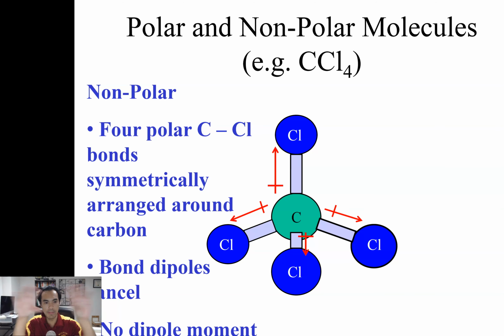So polarity is really caused by this idea of electron pulls. The more pulls in different directions, if they're equal, they're going to be considered nonpolar. If they're symmetrical, they're nonpolar. If they're asymmetrical, they're going to be considered polar. So you just have to draw them out and then draw out the electronegativity lines.